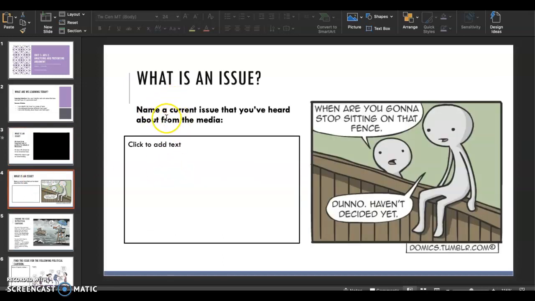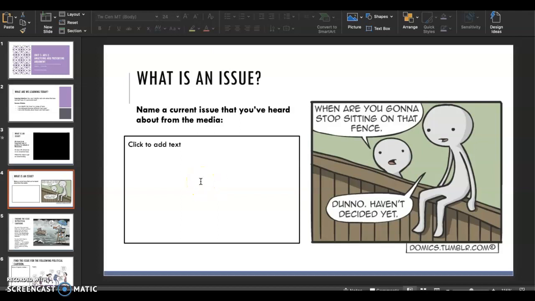So what is an issue? This is really important. Naming a current issue that you've heard about from the media. Throughout this unit, we're going to be looking at issues. If you can give me an idea of some issues that are important to you guys, these can become the topics that we will talk about in class. So if you've got any good articles or ideas that you want us to discuss as a class, this will be a really great opportunity.